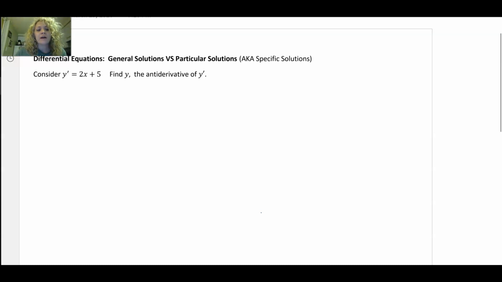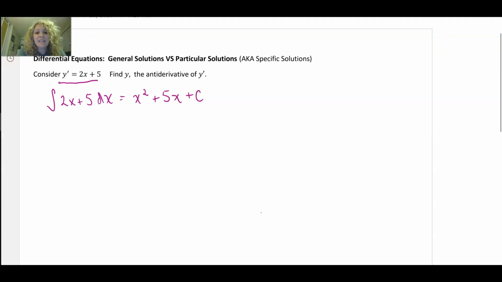We have worked with differential equations, and if we consider the equation y prime equals 2x plus 5, we can find a solution to this equation by finding its antiderivative. So let's start by finding y, the antiderivative of y prime. If we integrate 2x plus 5 with respect to x, we would get x squared plus 5x plus c.